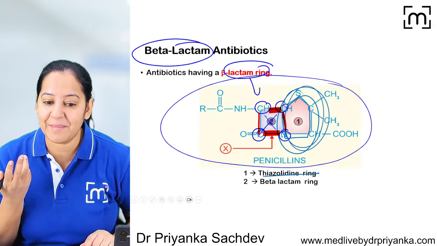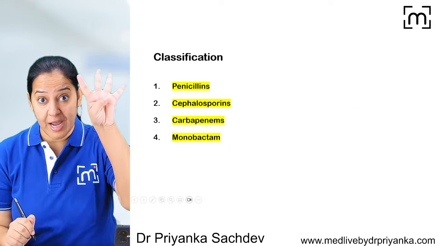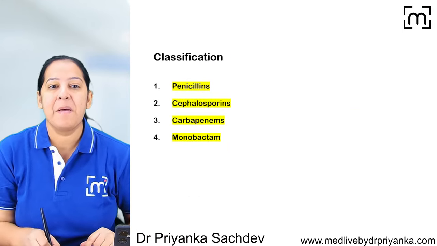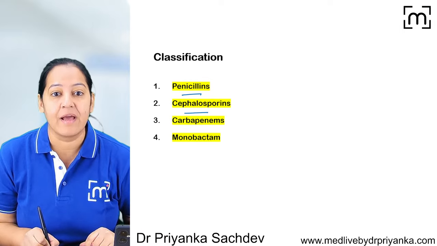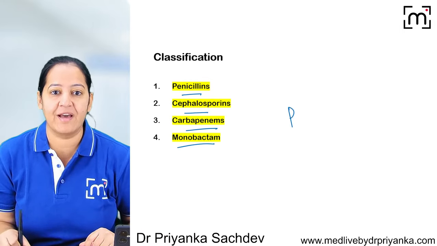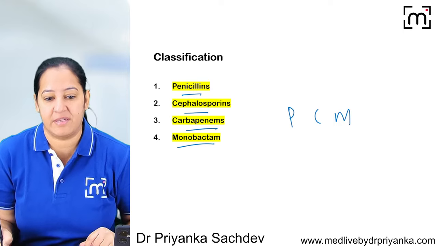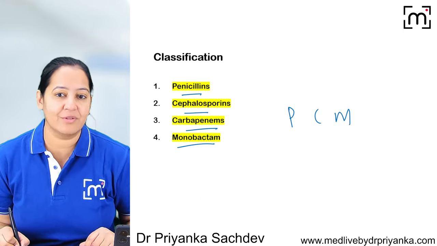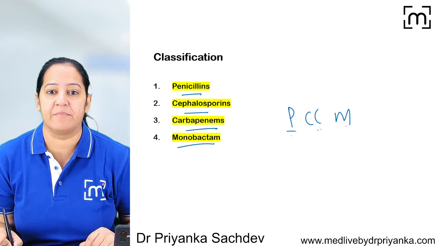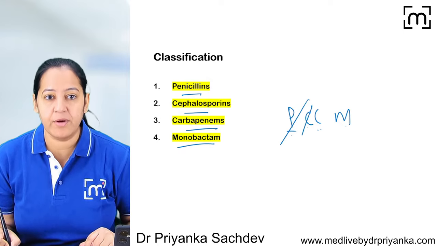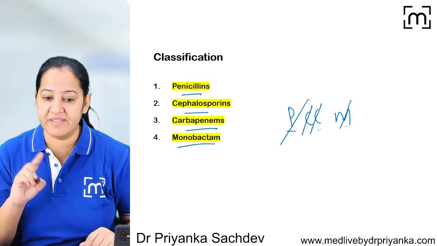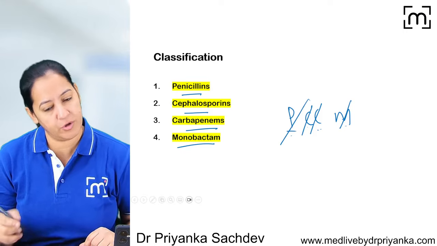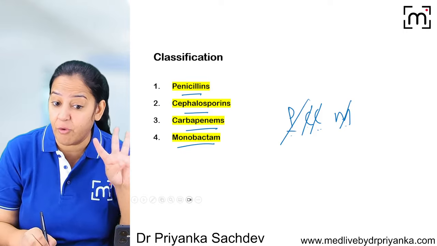So how many beta-lactam antibiotics are there? There are 4 types of beta-lactam antibiotics. What are those? Penicillin, cephalosporin, carbapenem, monobactam. You can learn the mnemonic PCCM: penicillin, cephalosporin, carbapenem, monobactam. Or physics, chemistry, maths, whatever. You can make some other mnemonic, or please learn the 4 antibiotics.